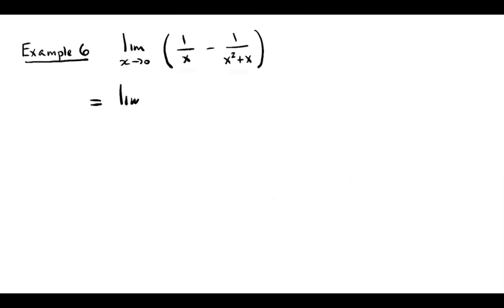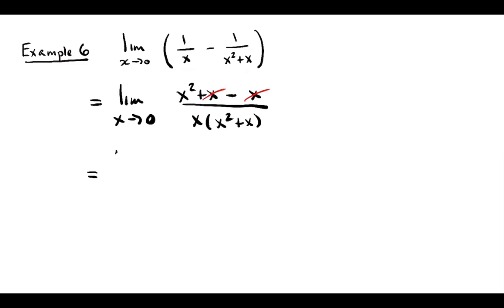Let's see what happens if we try to take the difference of those two fractions. So the common denominator, again, I'm just going to use the product, x times the quantity x squared plus x. So multiplying the first fraction by x squared plus x, the second fraction by x over x, we would get something like this. Now in that numerator, I can see that x and minus x cancel additively. So I'm going to take advantage of that.